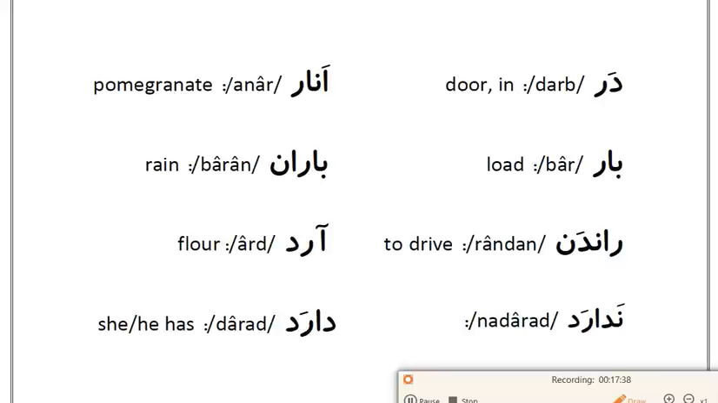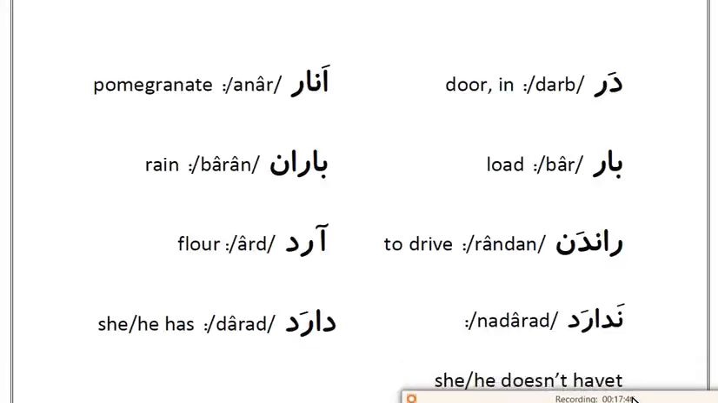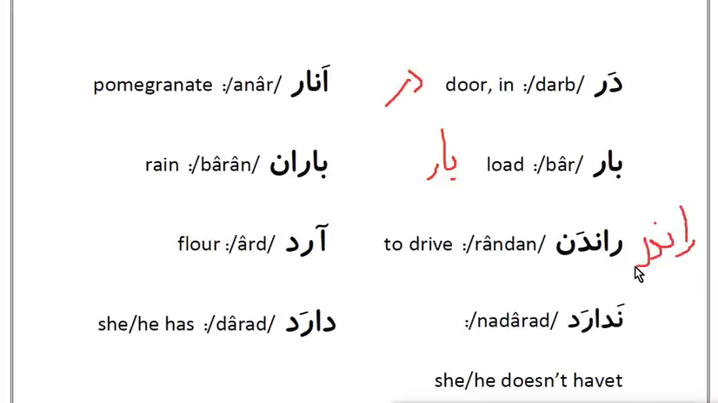So let me just write some of them very fast to see how we write it in Persian. For that, we write it this way, bar, just bar like that, randan. We start from here, ra, ne, de, randan. Let me just write it one more time. Just remember that de doesn't join to the next letter. So ran, and then ne, randan. Randan means to drive.